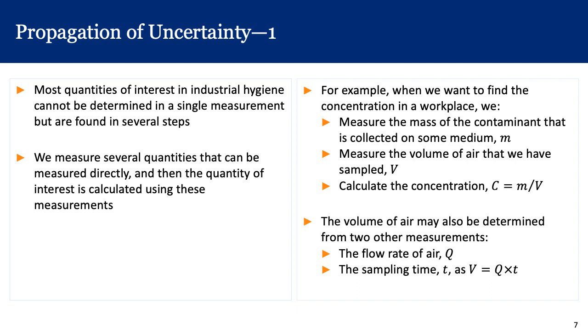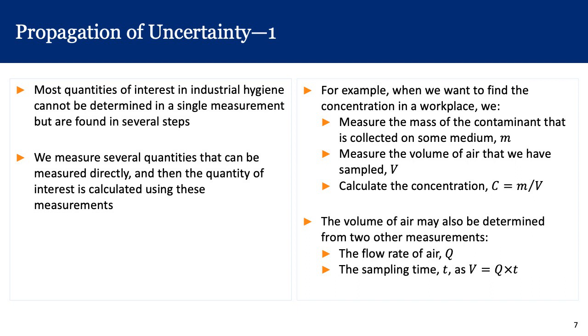found in several steps. We measure several quantities that can be measured directly, and then the quantity of interest is calculated using these measurements. So, for example, when we want to find the concentration of some chemical in the air in a workplace, we measure the mass of the contaminant that is collected on some medium. The mass is lowercase m, and the volume of air that we have sampled is capital V, and the concentration is m divided by V. So if m is in milligrams and V is in cubic meters, then the concentration will have units of milligrams per cubic meter of air.